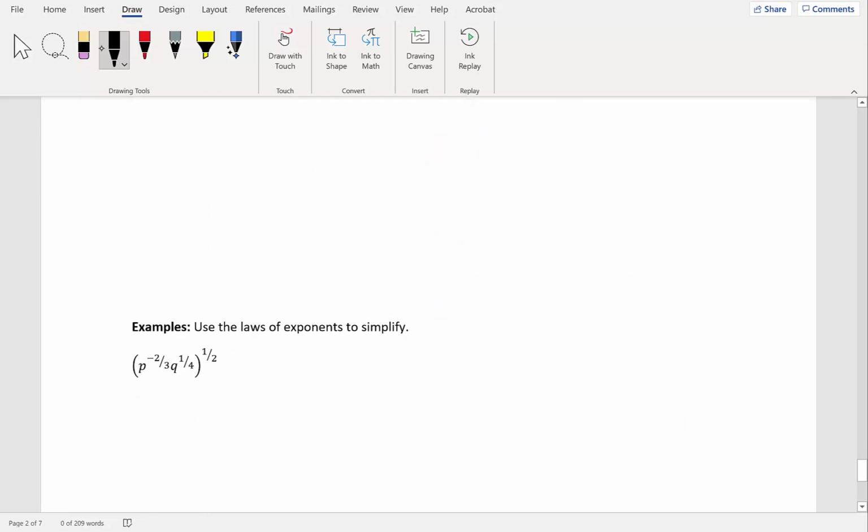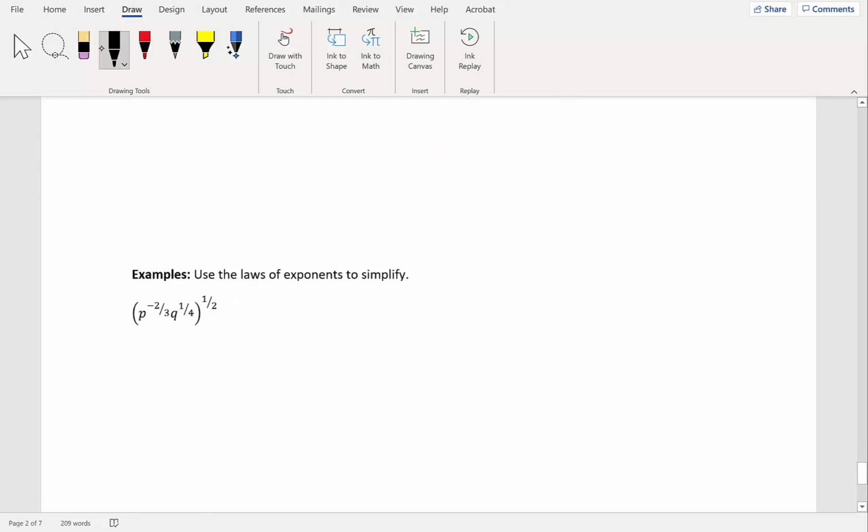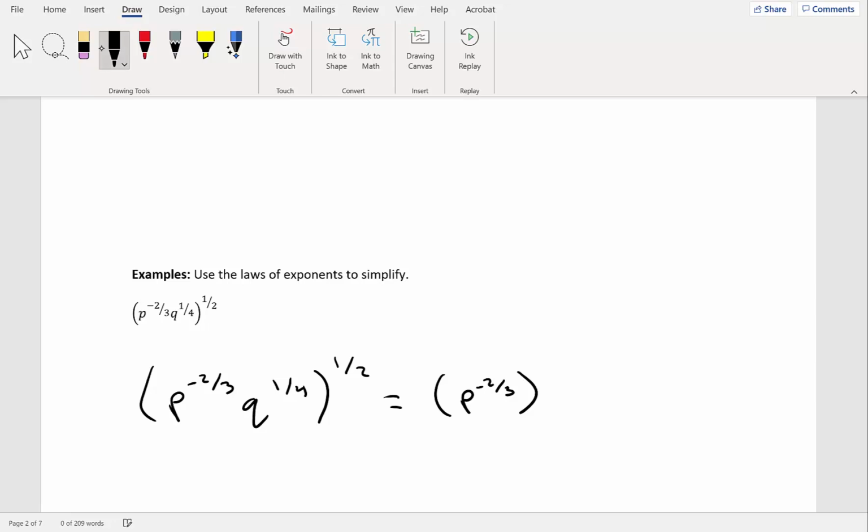Okay, let's take a look at another problem. This one is a little bit more difficult. So we have p raised to the negative 2/3, q raised to the 1/4, and this whole thing is raised to the 1/2. Well, my laws of exponents tell me to raise each one of these to the 1/2 power. So I have p raised to the negative 2/3 raised to the 1/2, times q raised to the 1/4 raised to the 1/2.